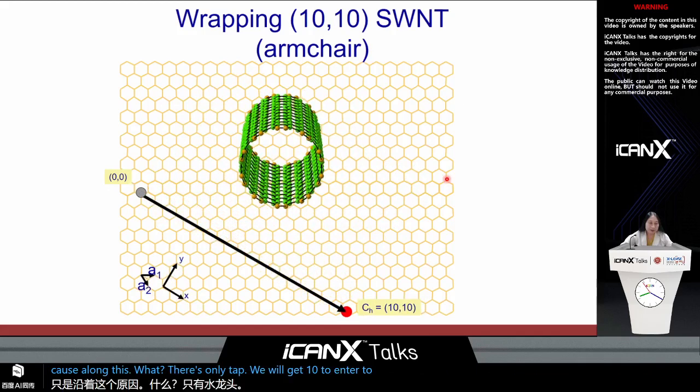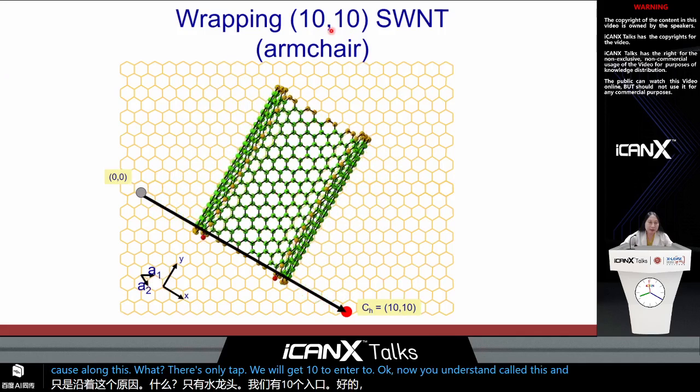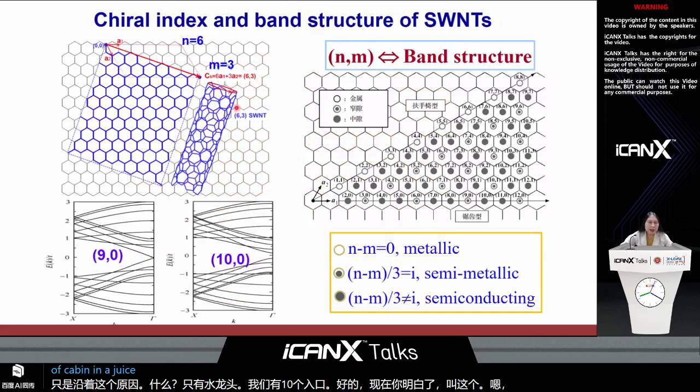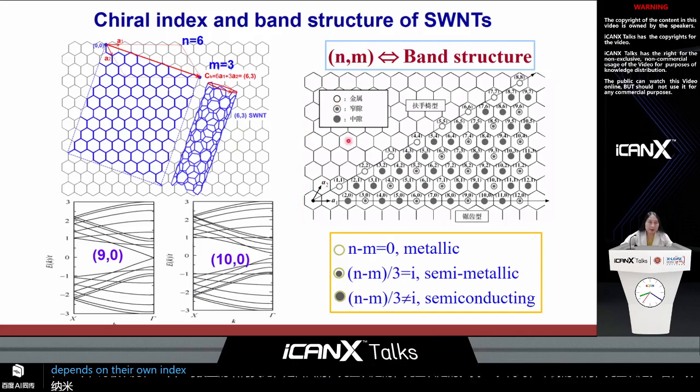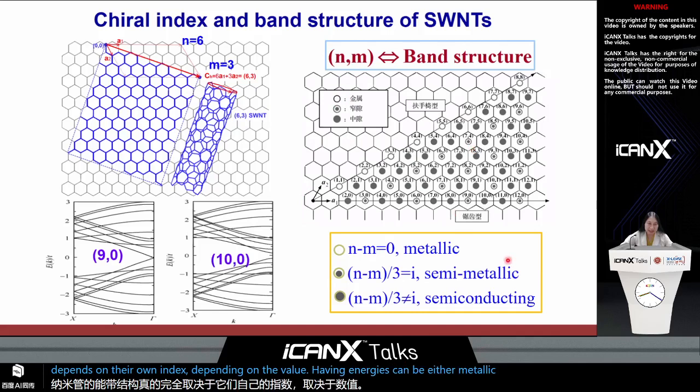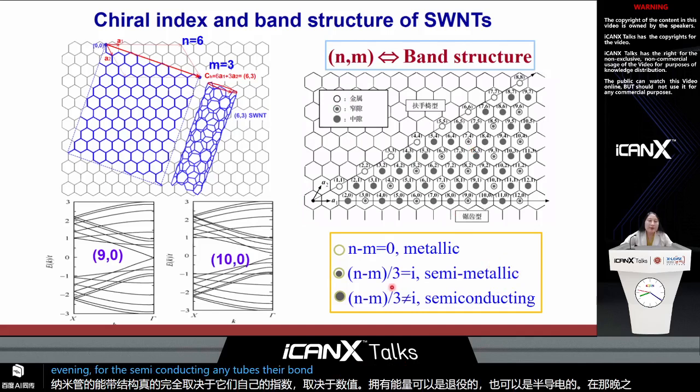Okay, now you understand how this N, M describes the structure of carbon nanotubes. For a given N, M, the structure of the carbon nanotube is fully determined. Meanwhile, the band structure is also fully decided. The band structure of a carbon nanotube fully depends on the N, M index. Depending on the N, M value, carbon nanotubes can be either metallic or semiconducting. And even for the semiconducting nanotubes, their band gap is also fully decided by the N, M index.